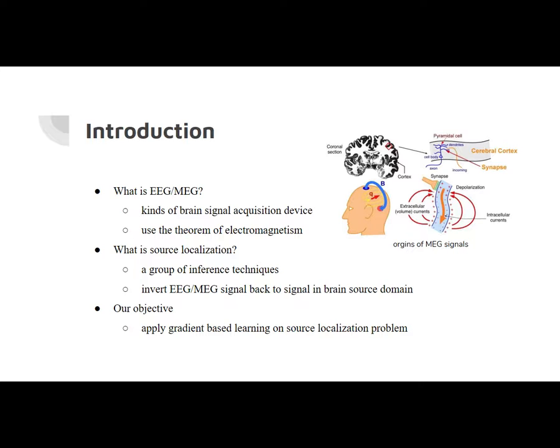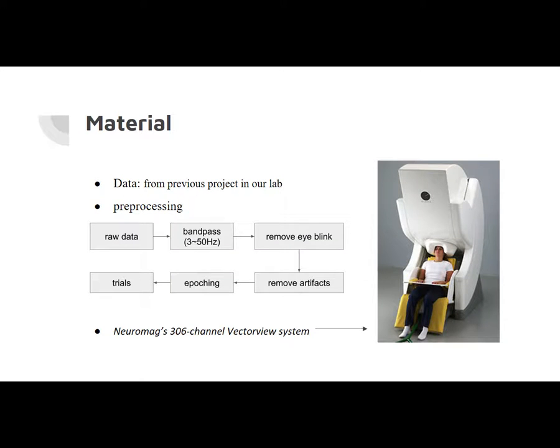Previous works on the problem usually set one constraint at a time and get a closed-form mathematical answer, which may not be reasonable enough. Our objective is to implement gradient-based learning technique for the ill-posed source localization problem. With the flexibility of gradient-based learning, we can combine multiple constraints with our architecture to get superior results to previous works. Our data, including MRI and MEG, is obtained from a previous project of our lab.